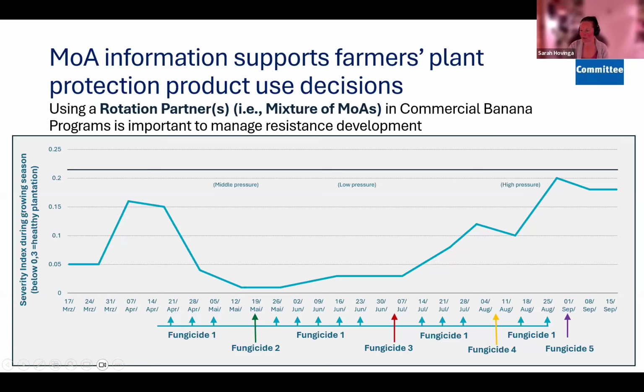And so we call this a program, and really, in bananas, but really in any crop and with any use of pesticides, be it a herbicide, fungicide, bactericide, insecticide, it's always important to keep the mode of action and keep this rotation partner in mind.